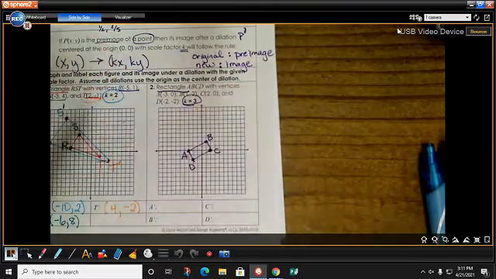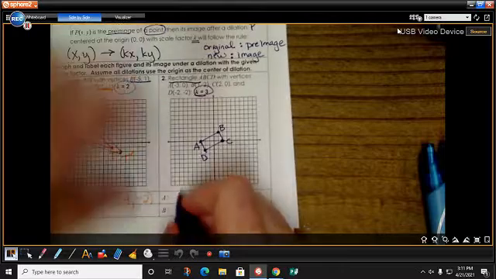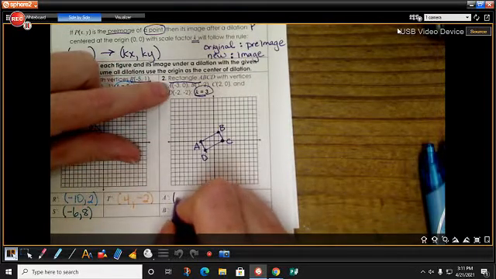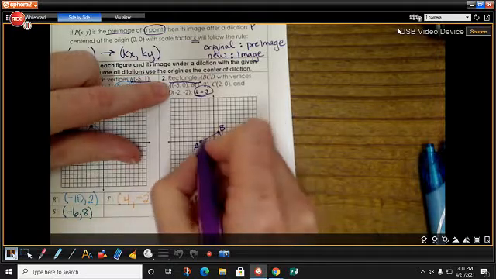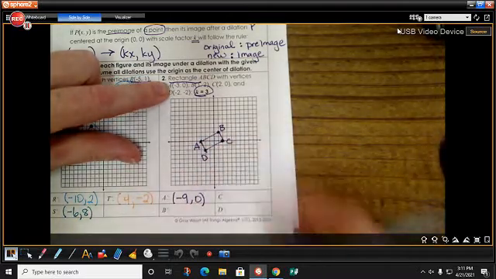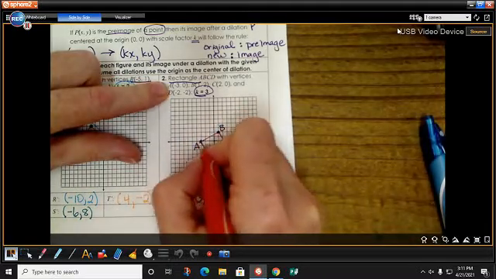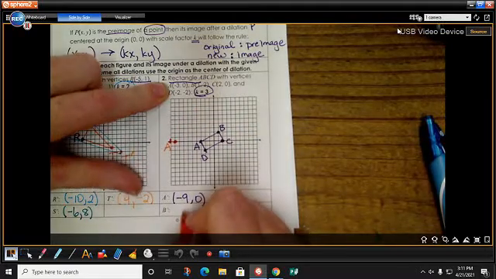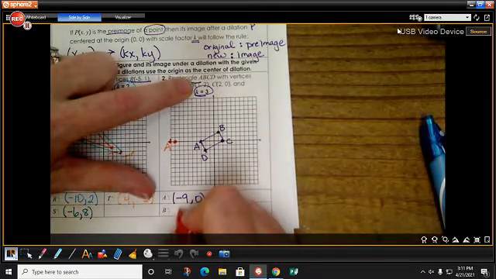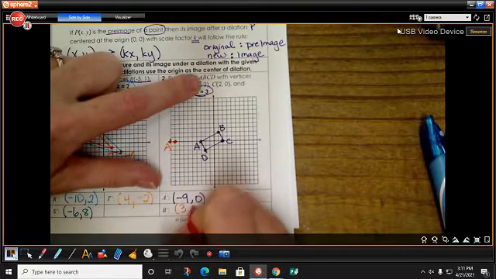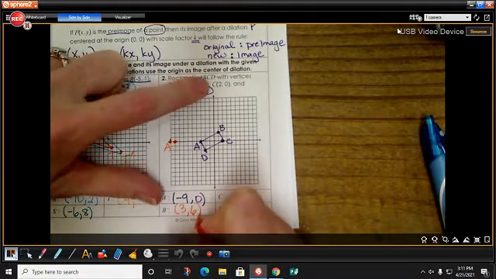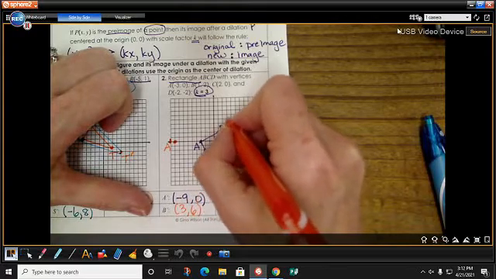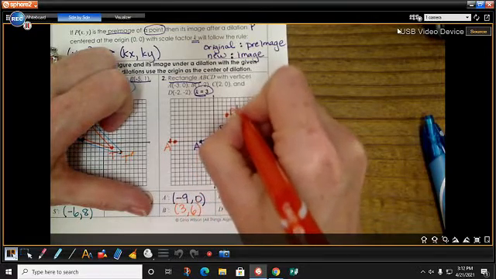My scale factor is K equals 3. So A prime is going to take A and triple everything. So I'll have -9, 0. And so I'm going to do my image in a different color. Let's go with this nice orange. So A will be at -9, 0, A prime. B prime will be at 3 and 6 because I will triple the 1 and the 2. So B prime will be at 3, 6.